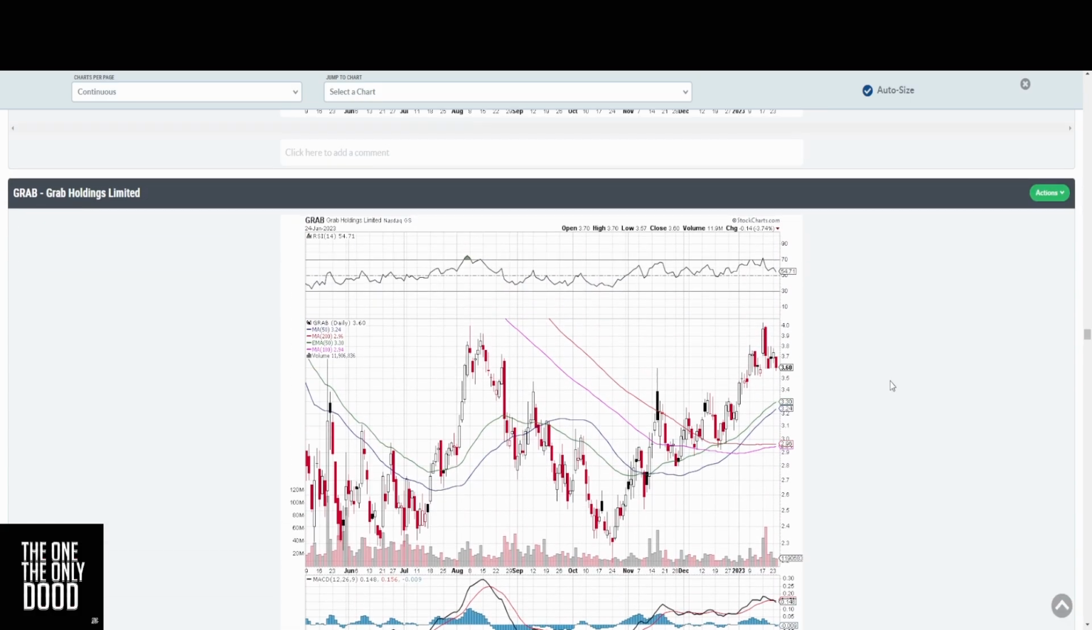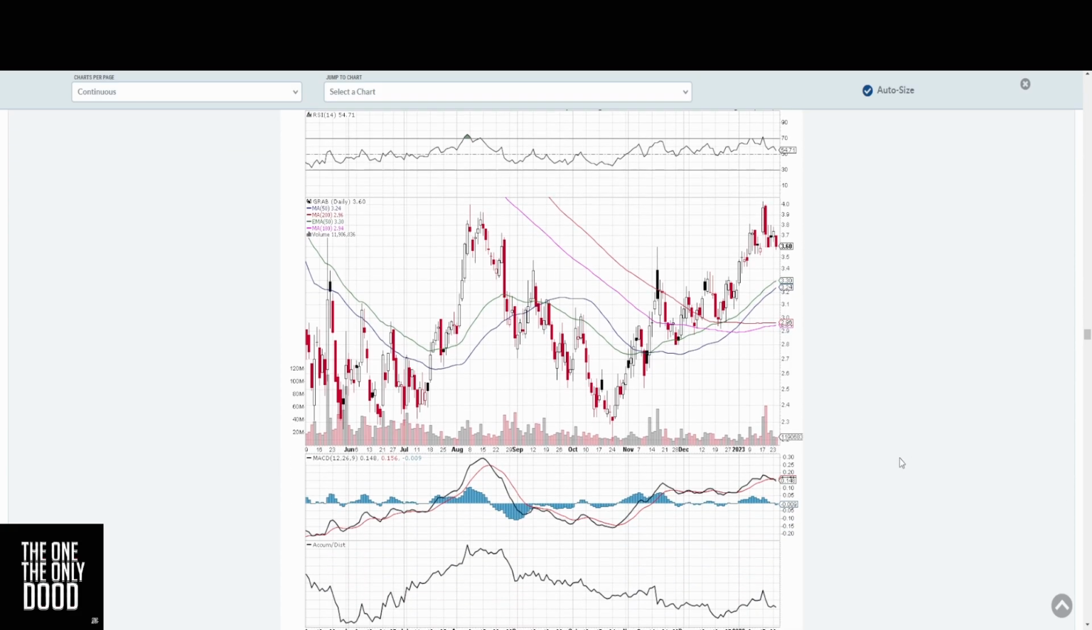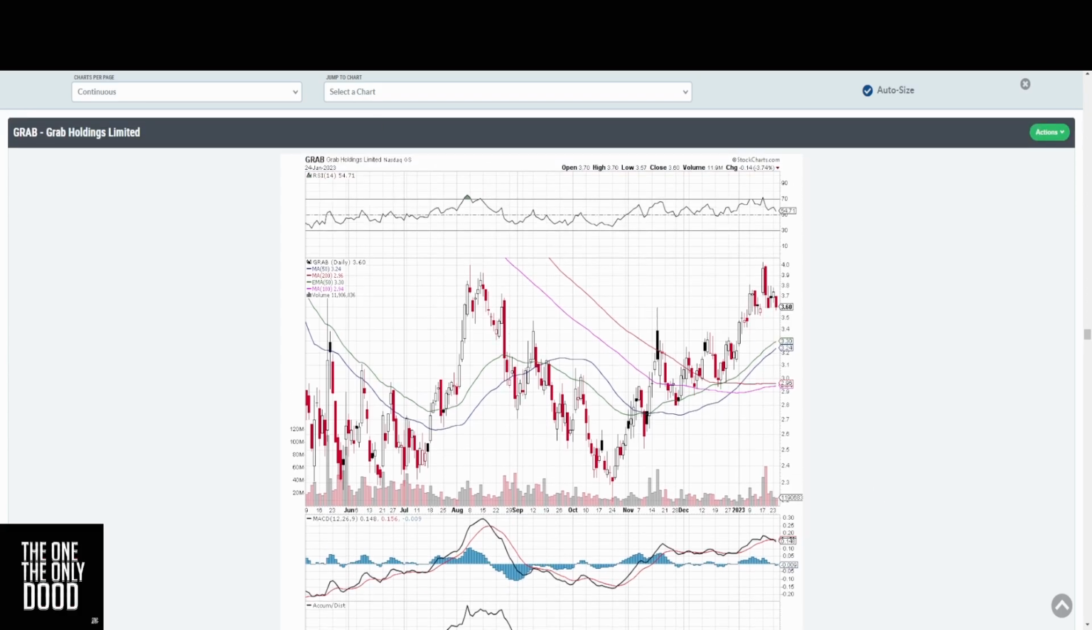This one looks bullish. Grab looks bullish. It does. It looks bullish, guys. We can look at it multiple different ways. Okay, let's actually look at Grab.